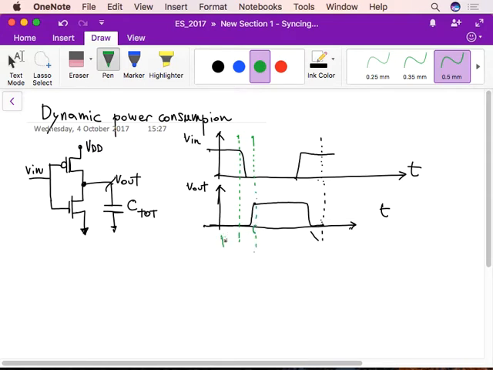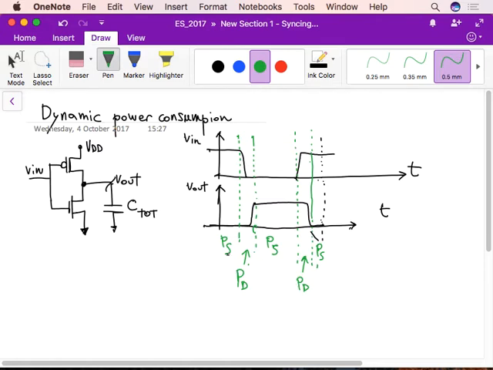So before, we have static power consumption, because the input and the output do not change, up to this point, because here the inputs start to change, and then we have another switch, and then it is static again. So we have dynamic power consumption here and dynamic power consumption here, only during the switches.